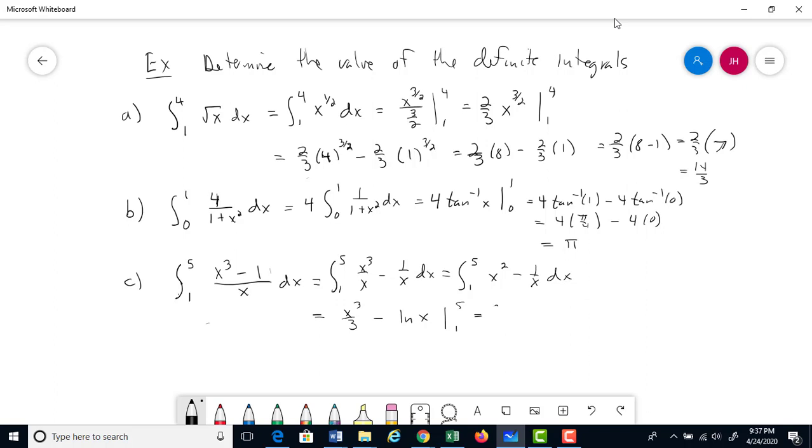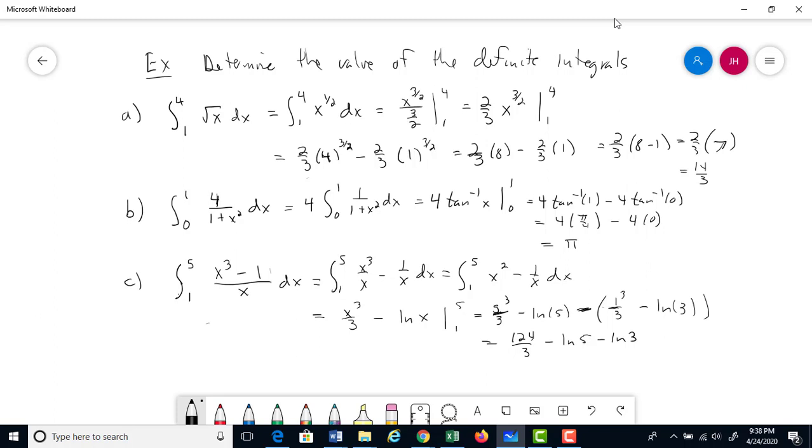So I get top first, 5 cubed over 3 minus the natural log of 5 minus, when I plug in the bottom, 1 cubed over 3 minus the natural log of 3. So these are going to be irrational numbers, so I won't be able to do much to them. So 125 over 3, which is here, minus this 1 over 3. So this is going to be 124 over 3. And I have minus the natural log of 5 minus the natural log of 3. And I can't really do much about that, can I?